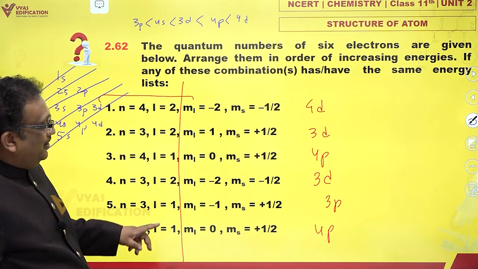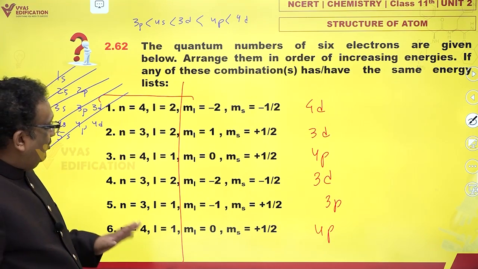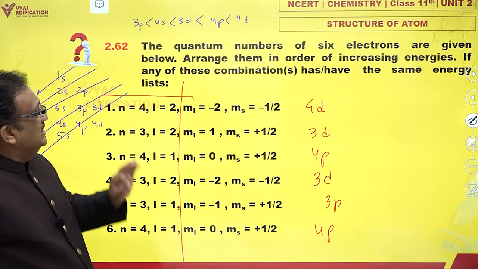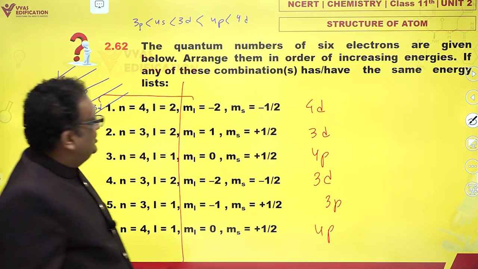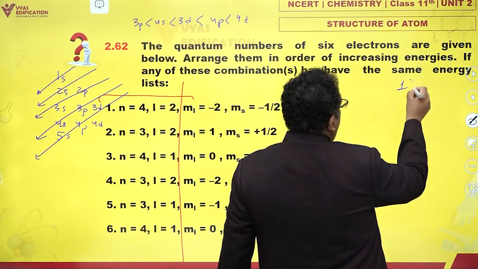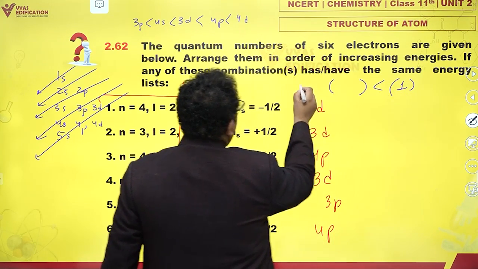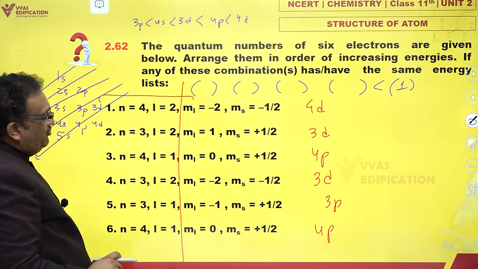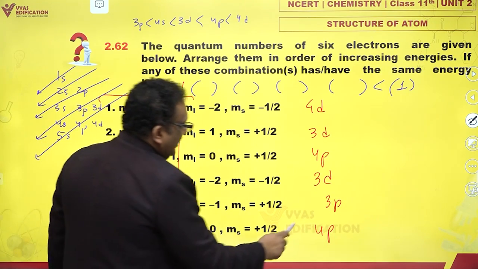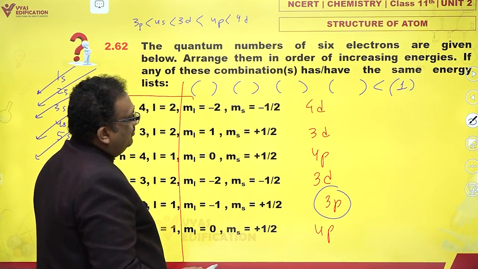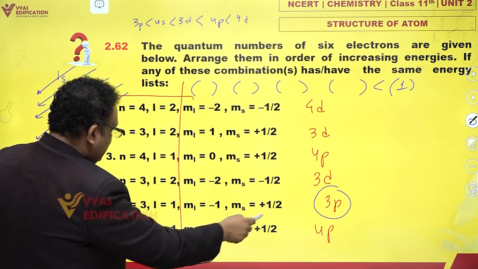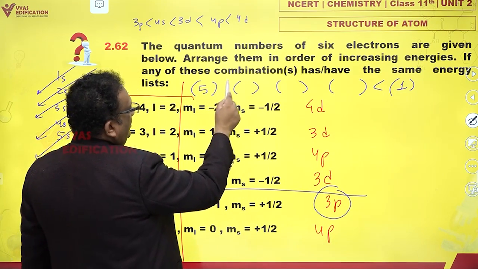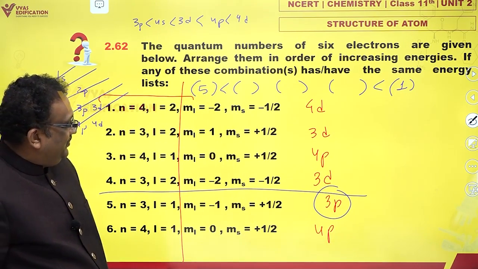So if I have 4d, 4d is bound to be the highest of all. How many 4d are there? Only one, the first one. So that has the highest energy. In increasing energies, that one would be the highest. And the minimum would be 3p. Do I have 3p? Yes, I have 3p. 3p is the minimum. So 3p is the 5th. So 5 is the minimum. First one is the maximum.